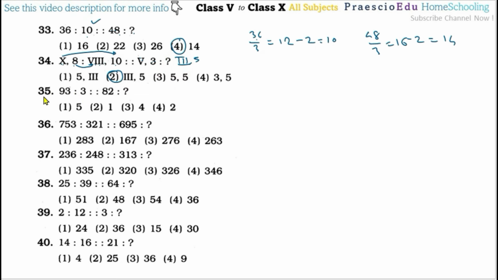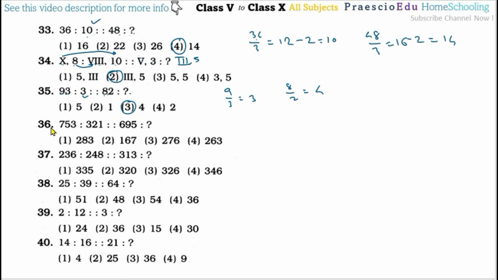Then question number 35. 93, 3, 82 and question mark. So we have to consider separate digits. So 9 and 3. So 9 divided by 3, we are getting the 3. So likewise 8 and 2, divided, we are getting the 4. Means option number 3 is the correct one.